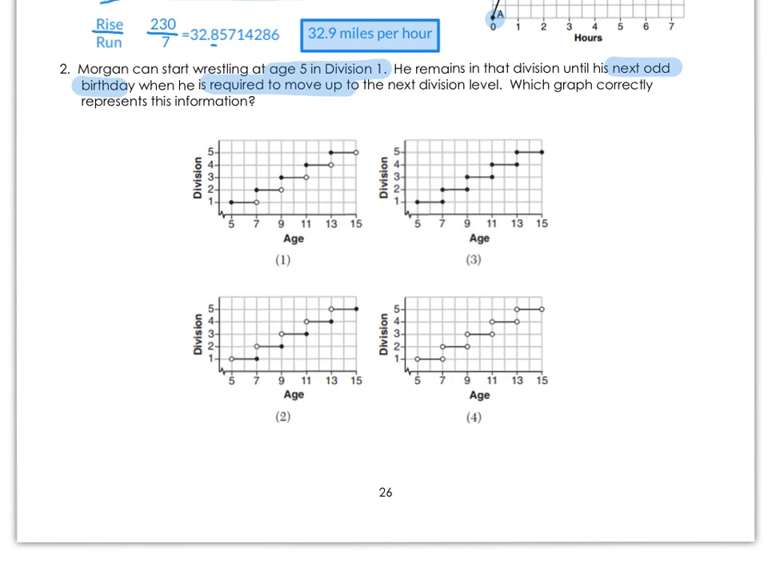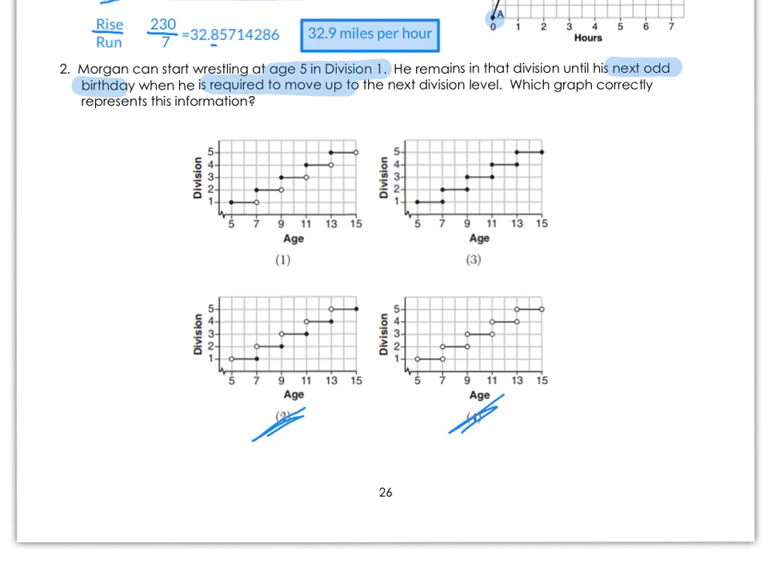Well, I need to see that at age 5, he can start in Division 1. So looking at my options, choice 1 here starts with a closed circle at 5, if I look at the 5 value right here. And then at 3, there's also a closed value at 5. In 2, at 5 years old, this shows me I can't actually start at 5 years old. So this open circle makes me think it can't be 2. And then similarly, if I look at the graph for 4, at 5, there's an open circle, so it's not 4 either.